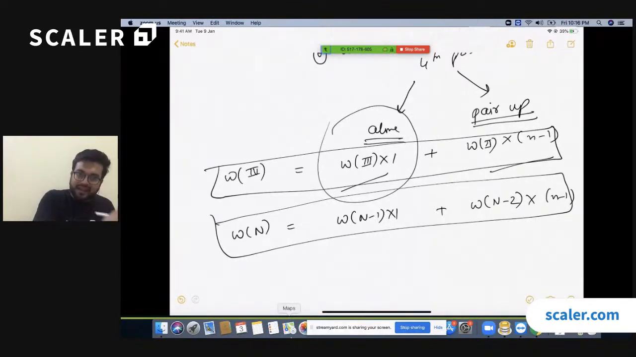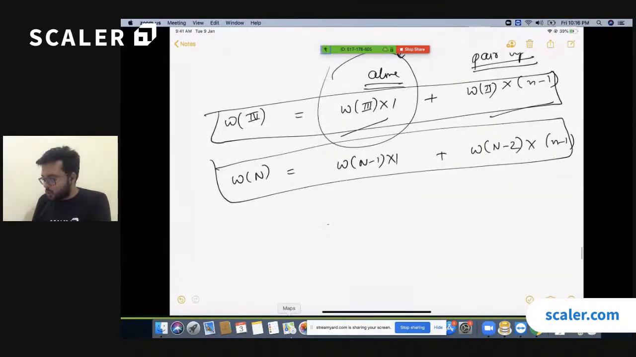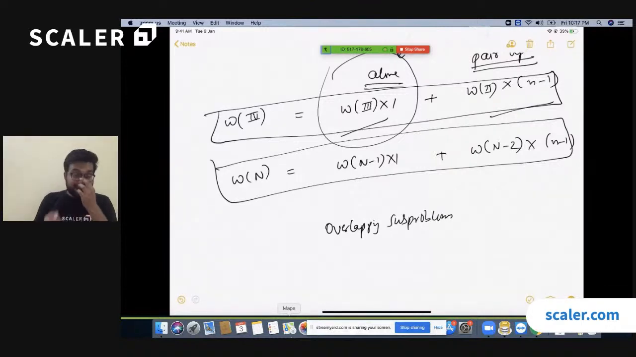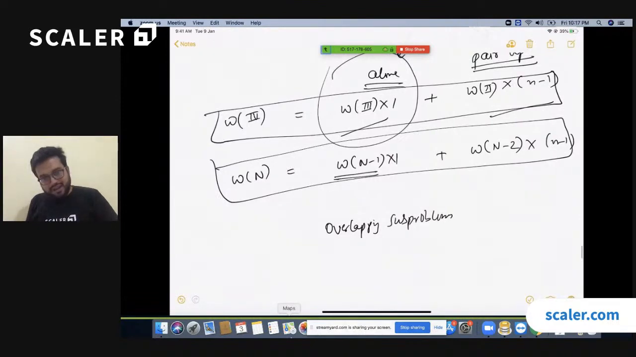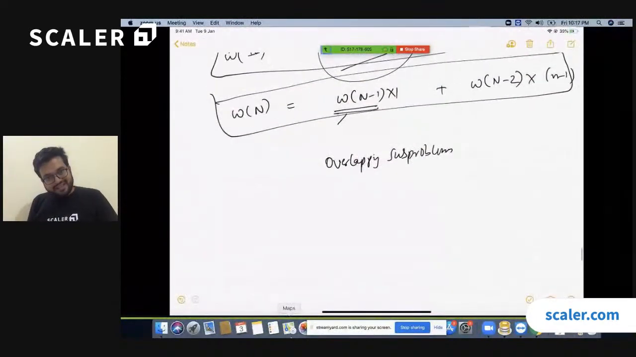To move from recursion to dynamic programming, I need to look at the second feature, which is overlapping subproblems. Do I see the problems overlapping? Yes, they are. Because when I compute the answer for Wn minus 1, I will end up computing the answer of Wn minus 2 and Wn minus 3.